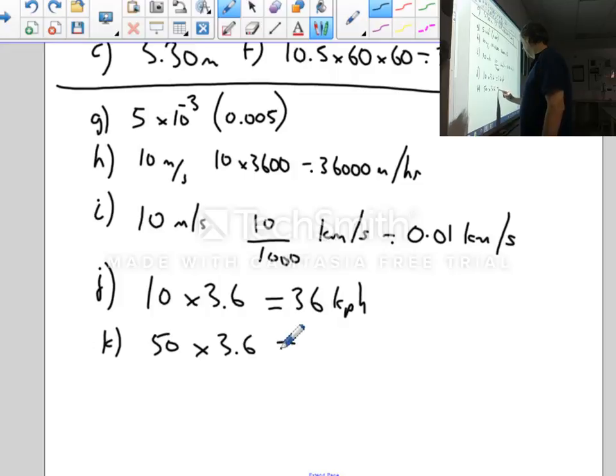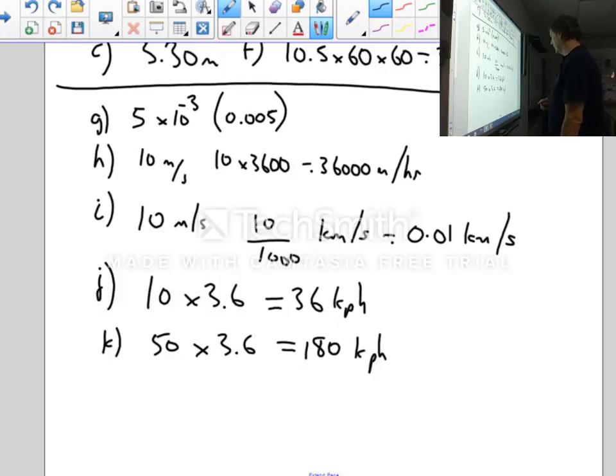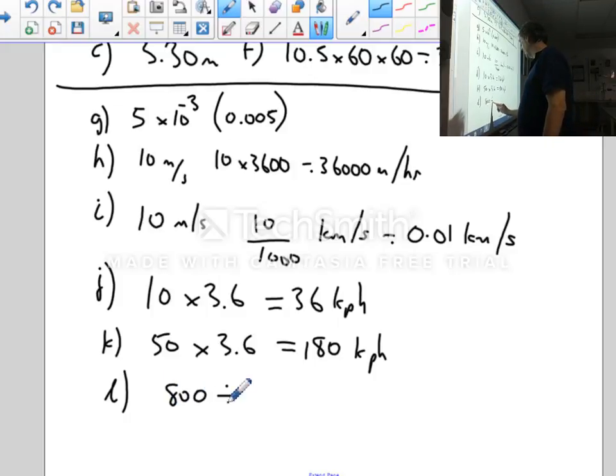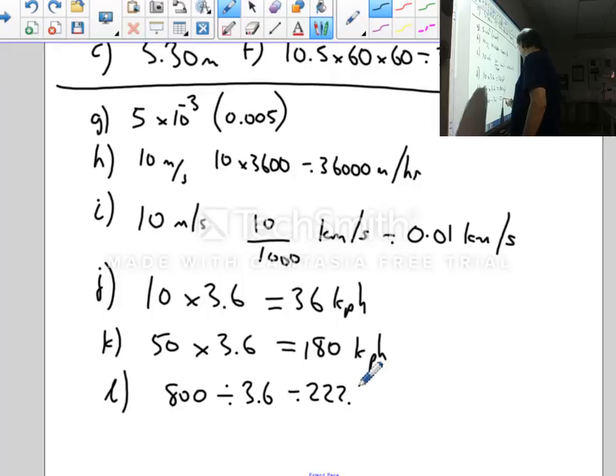It's going to be 180 kilometres per hour. Okay, 50 times by 3.6 is 180 kilometres per hour. And L, we've got 800 kilometres an hour back to metres per second, so we're going to divide by 3.6 to go back the other way. It is 222.2 metres per second, or metres seconds to the minus 1.